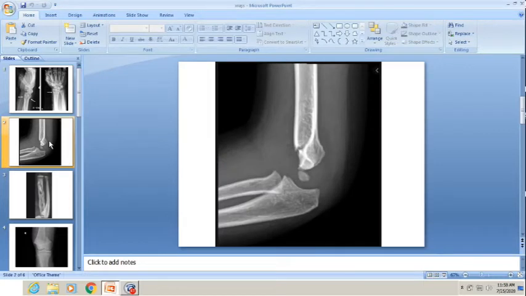So type 2, we are having Gartland classification. So what are the signs and symptoms you will get in supracondylar humerus fracture? What is the deformity you find in supracondylar humerus fracture?